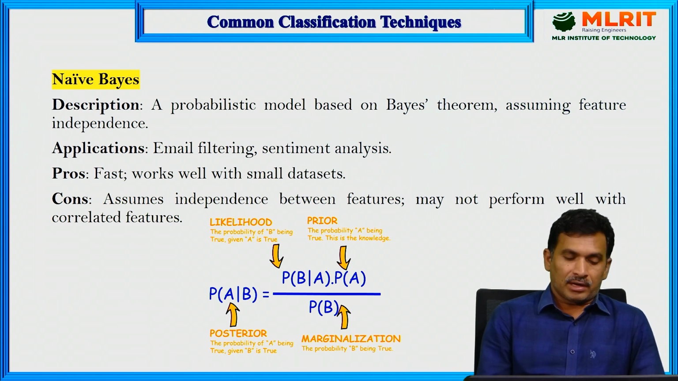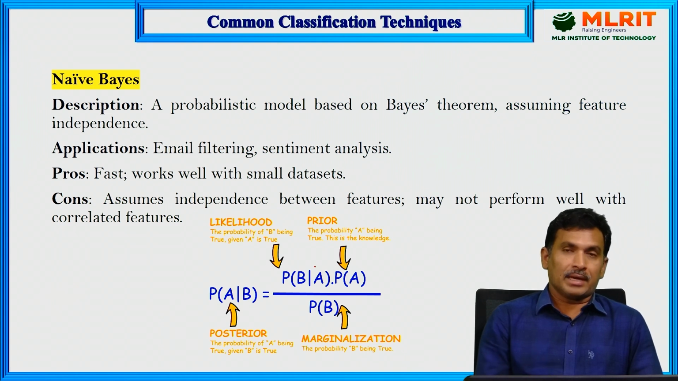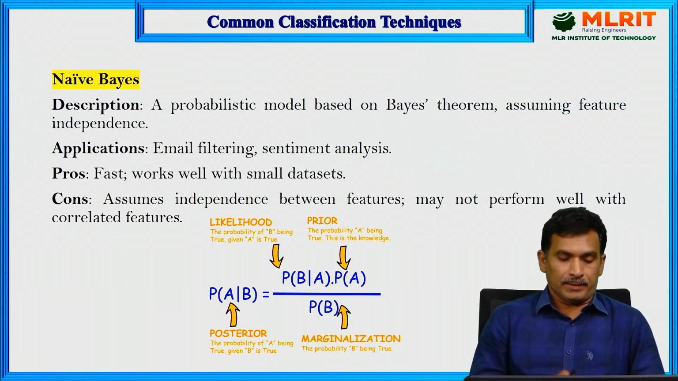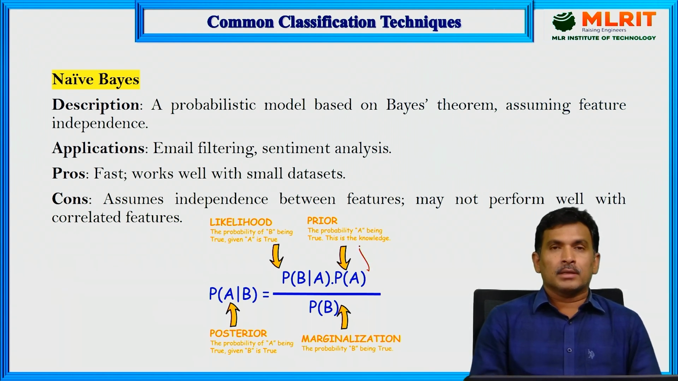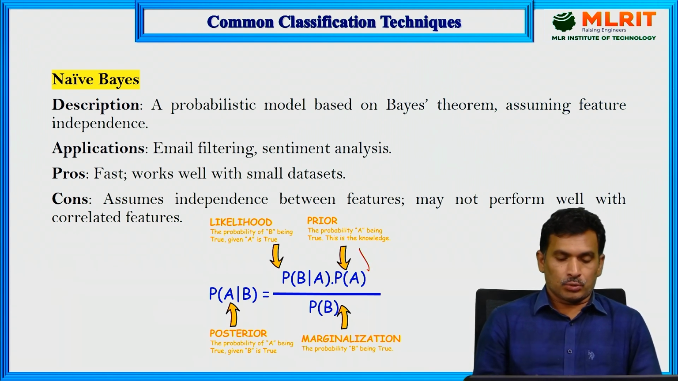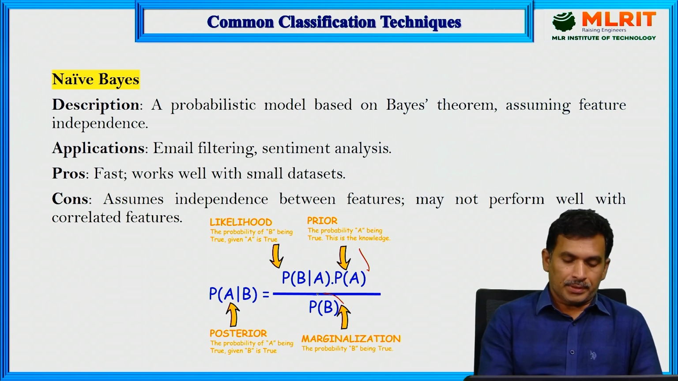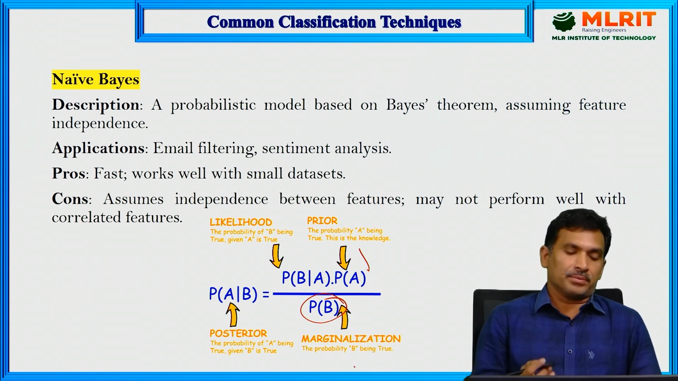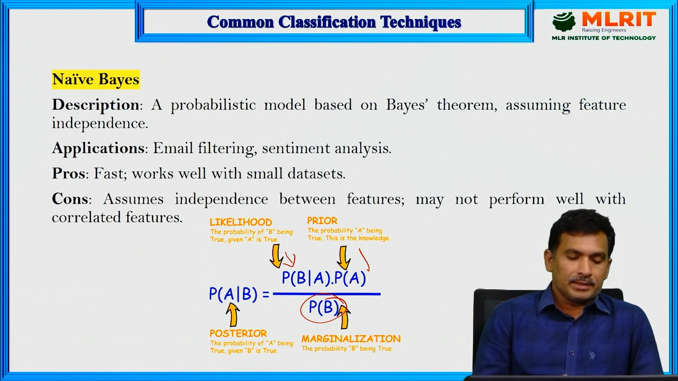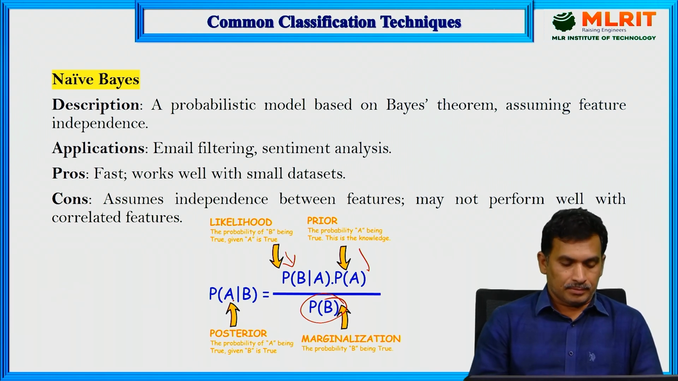If you look at the formula, probability of A given B equals probability of B given A times probability of A over probability of B. Probability of A is called the prior probability, that means the probability of A being true, this is the knowledge. Probability of B is a marginalization constant, the probability of B being true. This one is the likelihood, the probability of B being true given A is true, and the probability of A given B is the posterior probability, that is the probability of A being true given B is true.